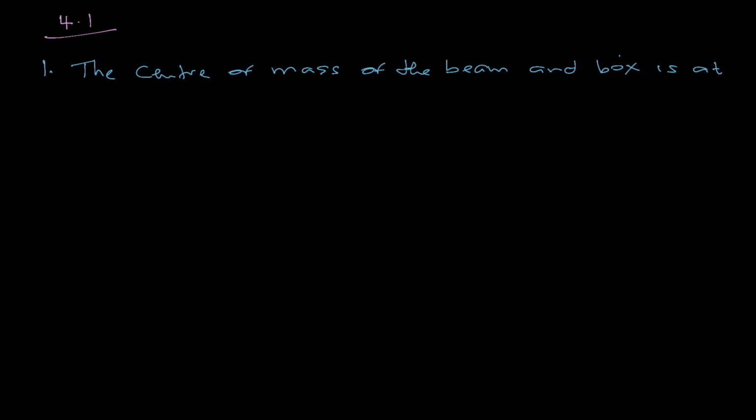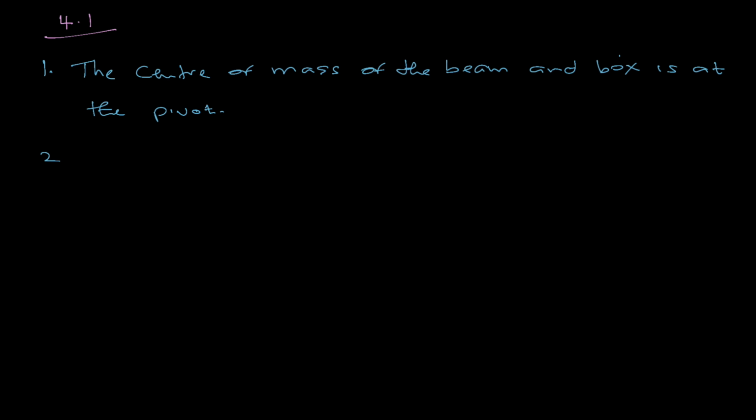Question 4.1. The catapult is designed so that the weight of the beam and the weight of the empty wooden box have no effect on the tension in the rope. Suggest how the pivot position achieves this. So point number 1, the center of mass of the beam and box is at the pivot. So that's point number 1.